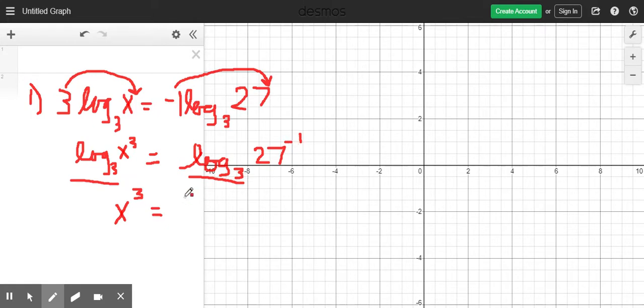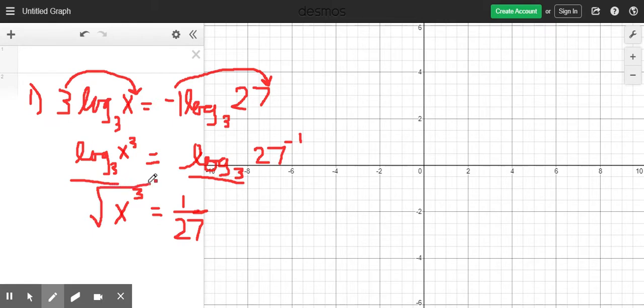That negative exponent is telling us to move that 27 down to the denominator. It has nothing to do with making the number positive or negative. It's all about rewriting 27 to the -1 as 1/27. Okay, now I want to get my x alone on one side of the equal sign. So let's take the cube root of both sides.